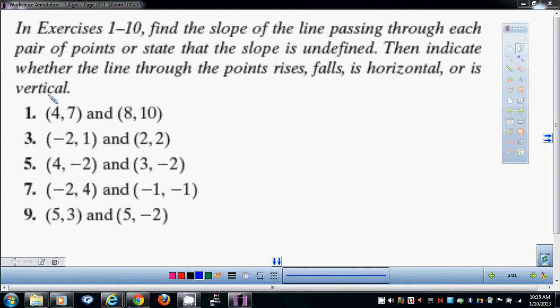I almost didn't see this part. It then says, tell whether it rises, falls, horizontal, or is vertical. When you get no solution, it is vertical. When you get 0 over something, which would be like number 5, -2 minus -2 is 0. When you get 0 on the top of your fraction, it's horizontal. And then rises and falls is just, is it positive or is it negative? If it's a positive number, it's rising. If it's a negative number, it's falling.